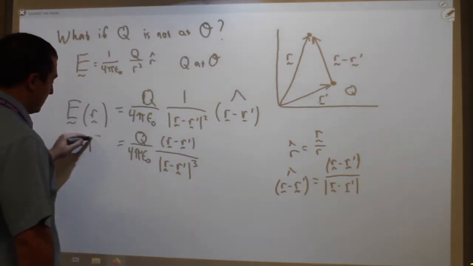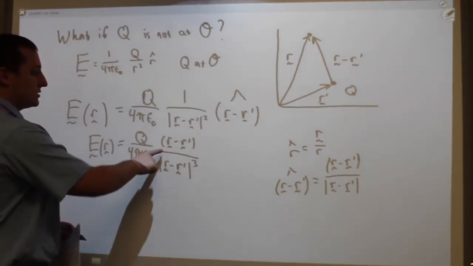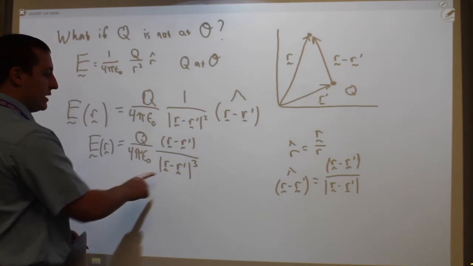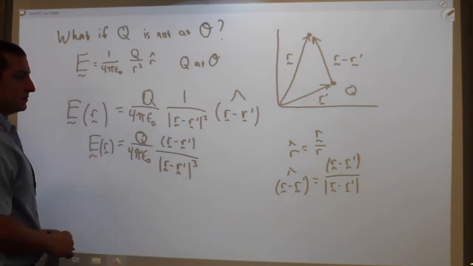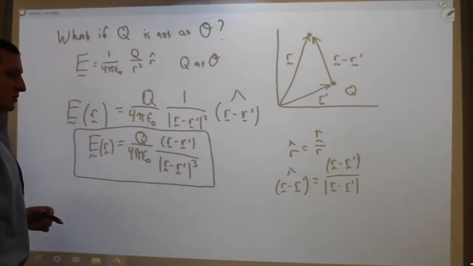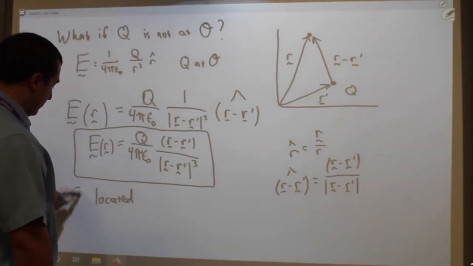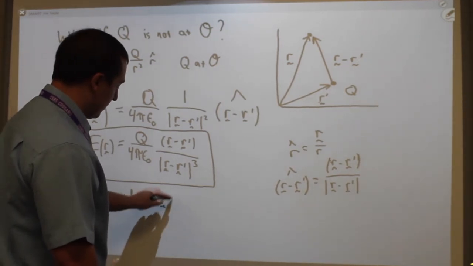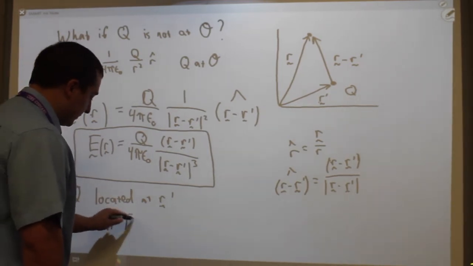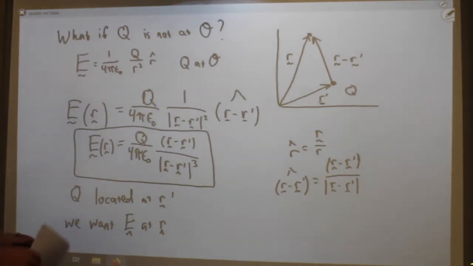So this is good, because as long as I can write where the charge is, and as long as I know where I want to evaluate the field, I can write these vectors, I can find their magnitude, and solve for the electric field. So this is good. This is the electric field of a point charge located at r prime. So let me just make that completely clear. Q is now located at r prime, and we want the electric field at r. That's the difference between them.